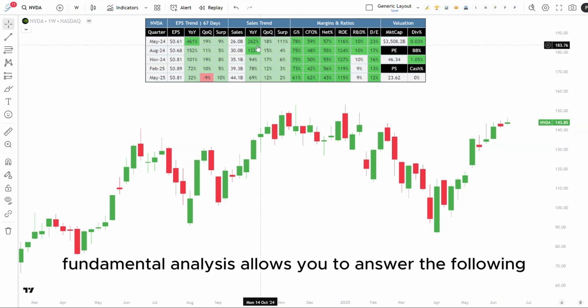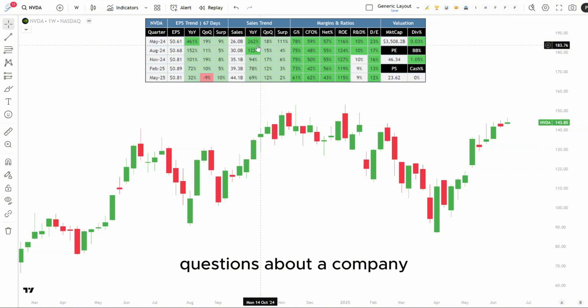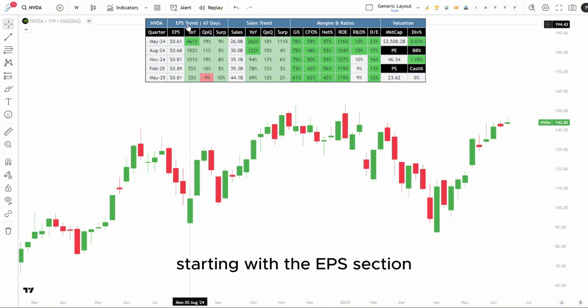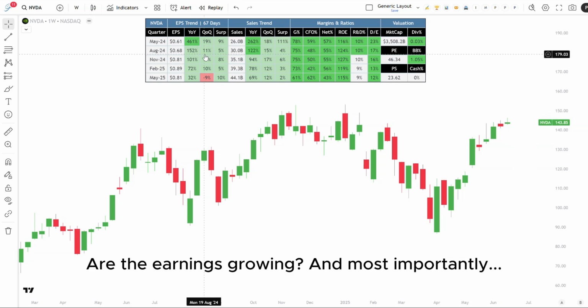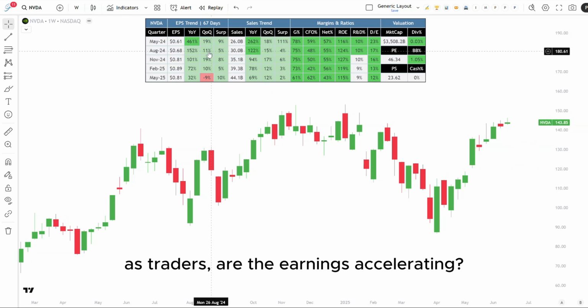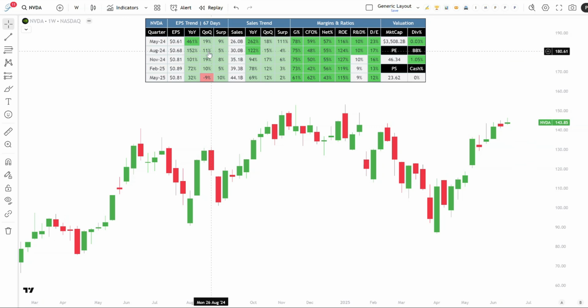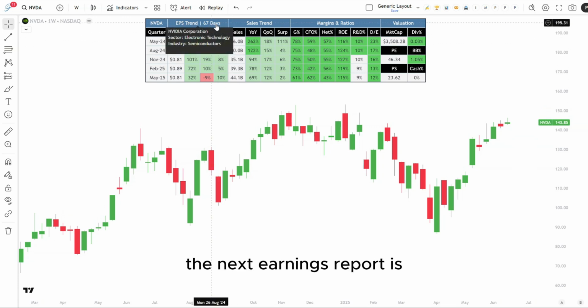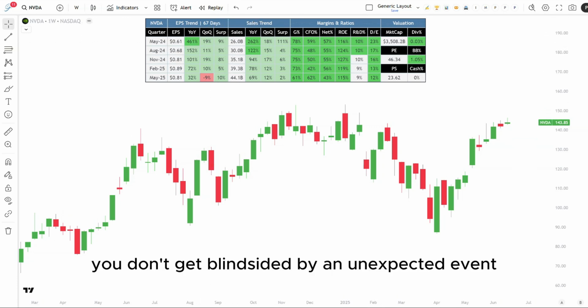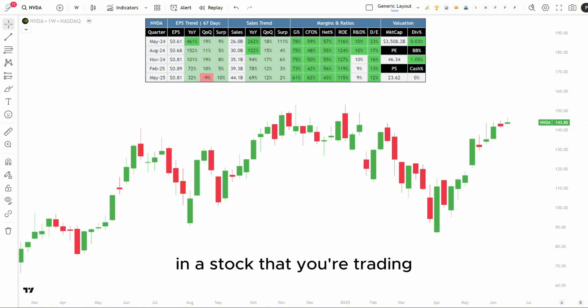Fundamental analysis allows you to answer the following questions about a company, starting with the EPS section. Does the company have positive earnings? Are the earnings growing? And most importantly, as traders, are the earnings accelerating? It also shows you how many days away the next earnings report is. That way you don't get blindsided by an unexpected event in a stock that you're trading.